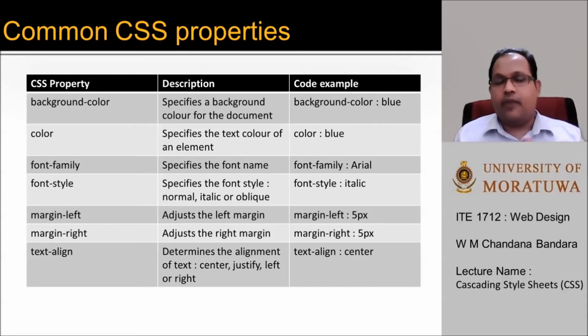And also margin, we can set the margin of an element. Margin means we keep some space between other elements. So we can keep a 5-pixel margin to the left by applying the margin-left property. How about margin-right? And also things like text align. For example, we can keep text center aligned.